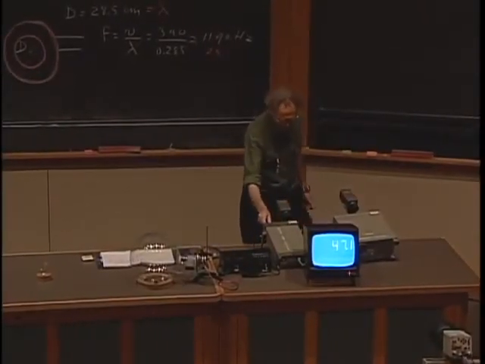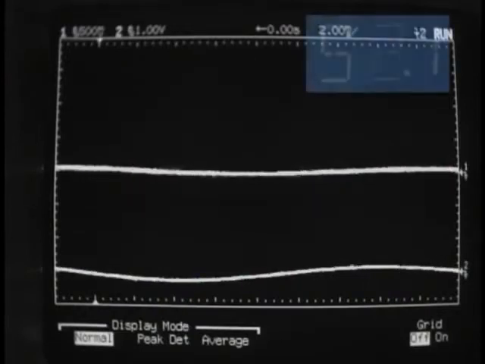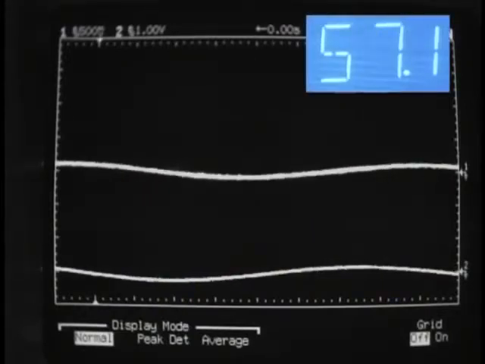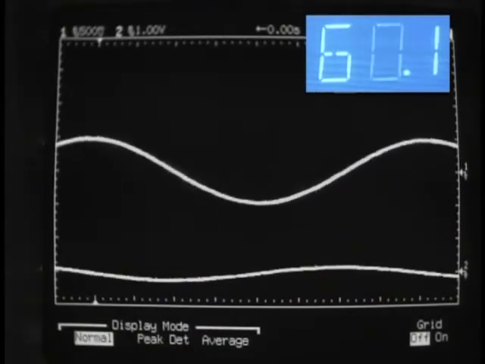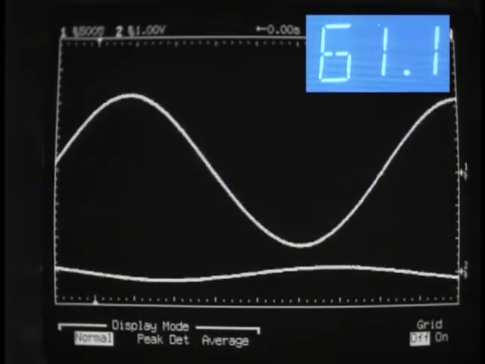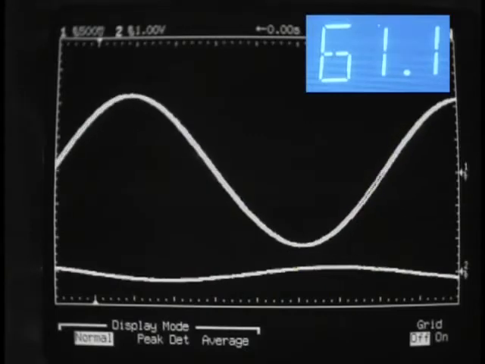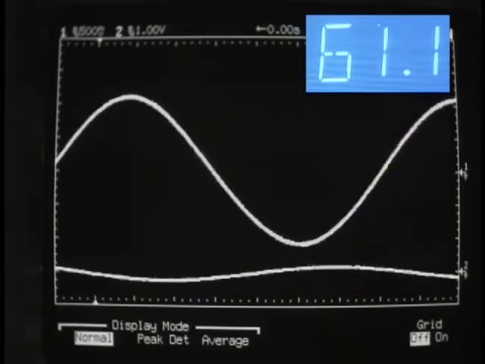Okay, so let's go back to the 45 then. 48, 51, 52, 53, 56, 58, 60, and there is, at 61 hertz, an unbelievable resonance. I couldn't believe my eyes. I said, this is nonsense. This cannot be. It's impossible. How can you have a 60 hertz resonance frequency? What is wrong with my reasoning?